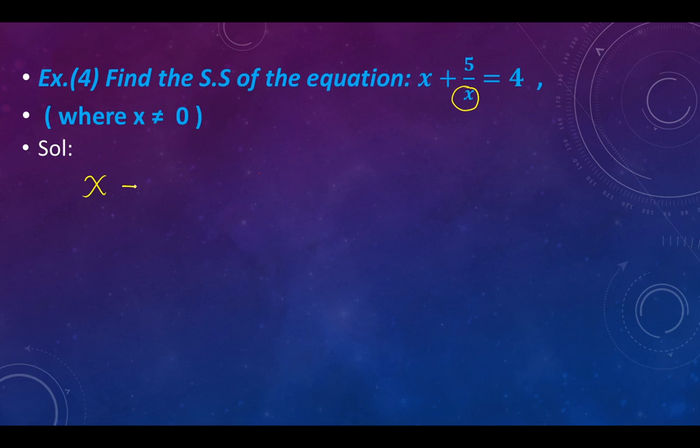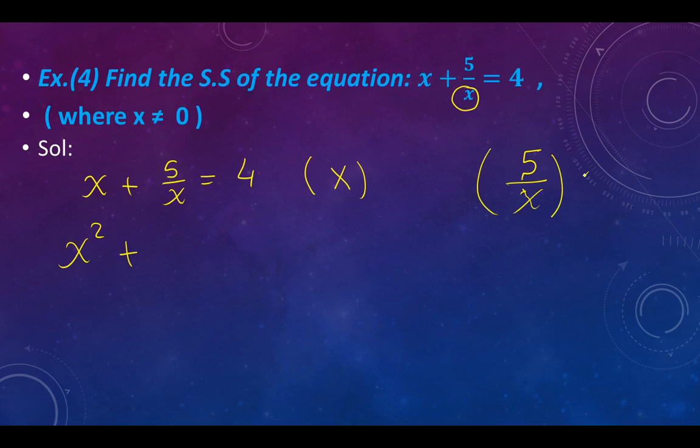Here x plus 5 over x equals 4. Multiplying by x: 4 multiplied by x equals 4x. X times x equals x power of 2, plus 5 over x multiplied by x. Here you can see that x will cancel x, so the remainder will be 5. So 5 over x times x will be equal to 5.